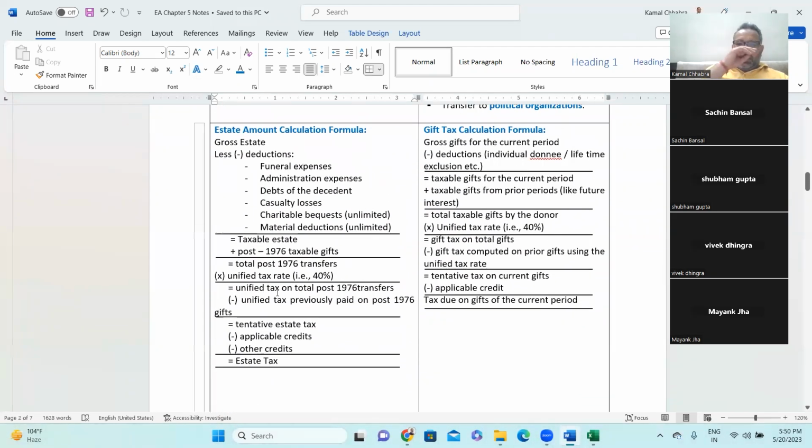So now coming back to the calculation. So we understood what is gross estate, right? How to calculate gross estate and at what date the value needs to be considered for fair market value of gross estate. Now what all things you need to reduce from the gross estate to reach the taxable estate amount? The first one is the funeral expenses. What is funeral expenses?